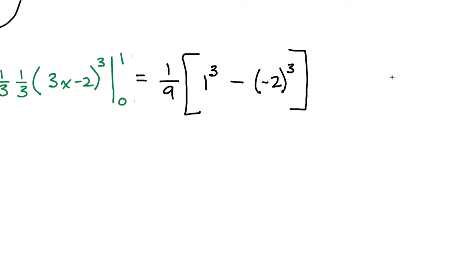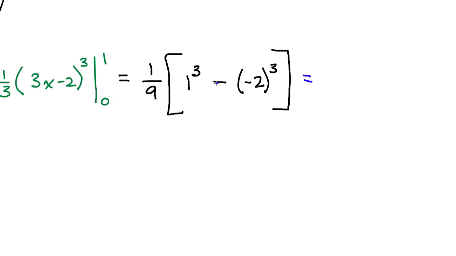All right, so simplifying this a little bit. So 1 minus, and then negative 2 to the power of 3 is negative 8. Negative 8 is positive 8. So that's going to be a positive 9. That's going to be 9/9, which is just 1.